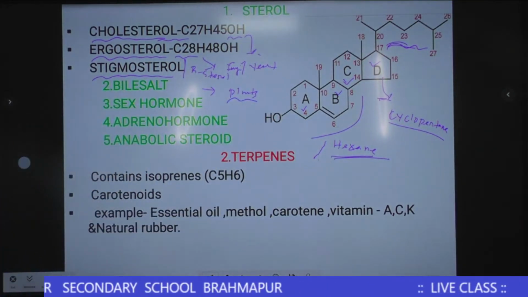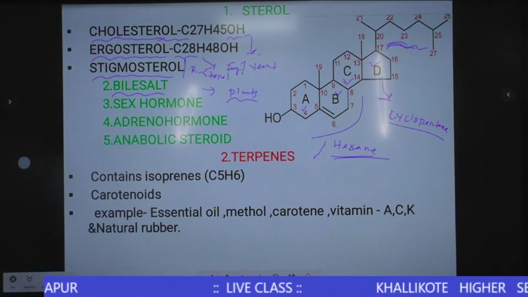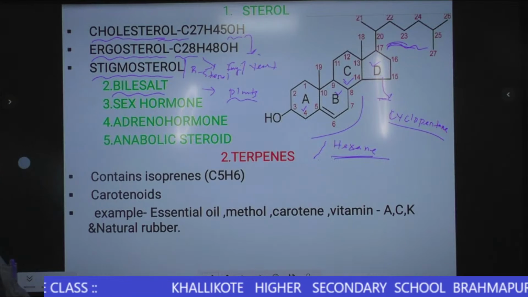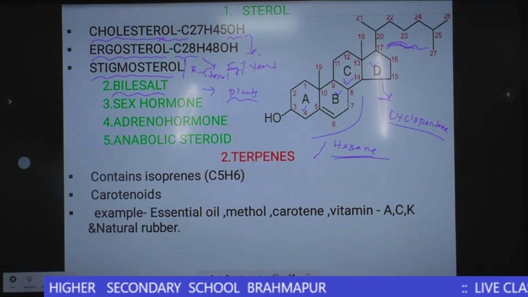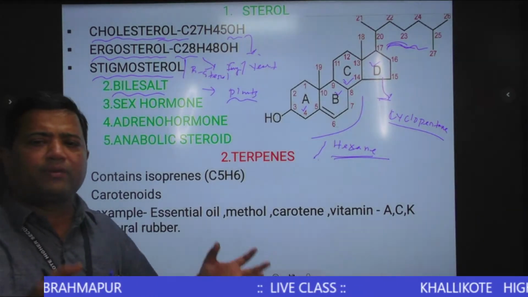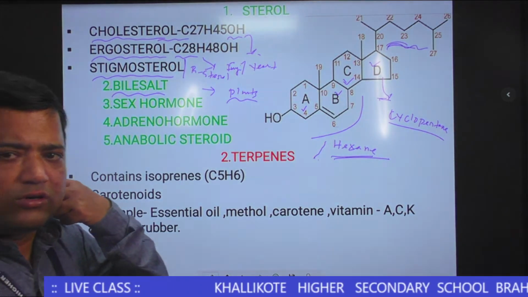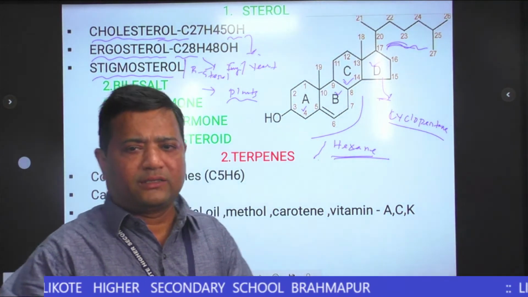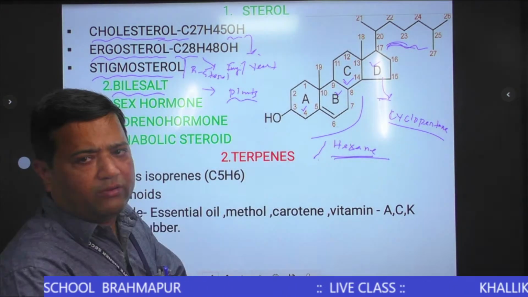Then comes bile salt. We know bile salts are present in our gallbladder, that is sodium taurocholate and sodium glycocholate. They are also steroid compounds. They help in emulsification of fats, meaning they help break down large fat globules into small fat globules.